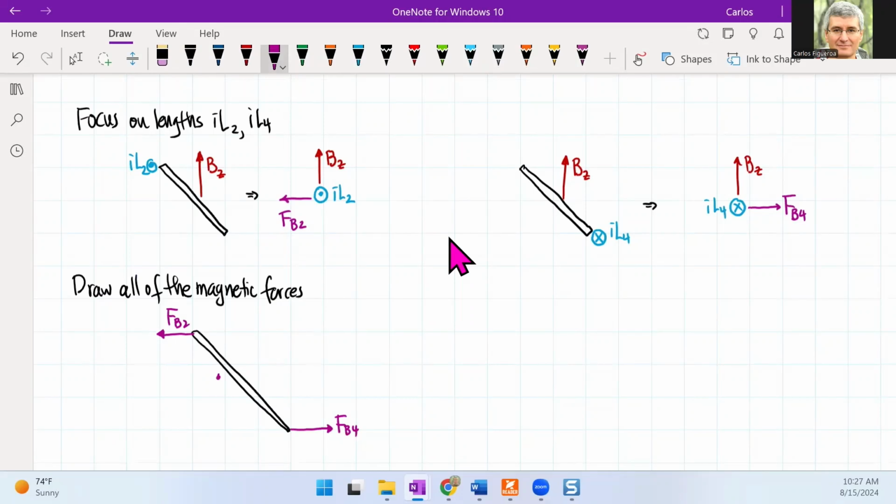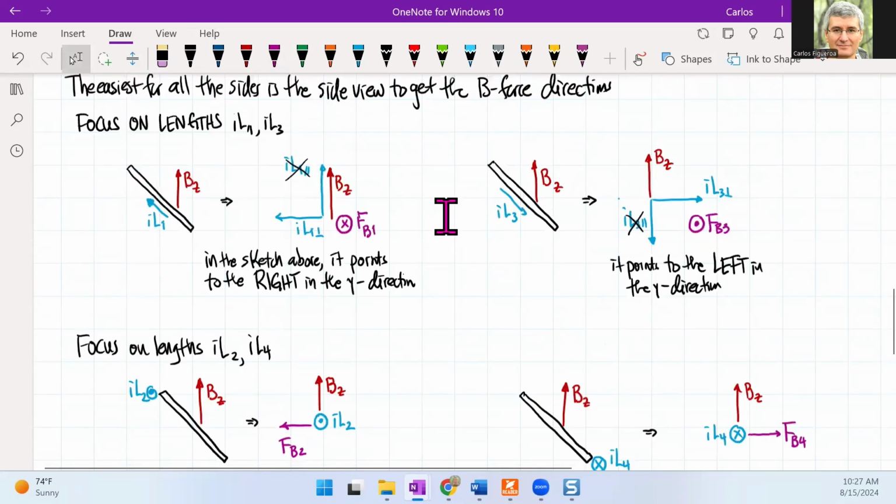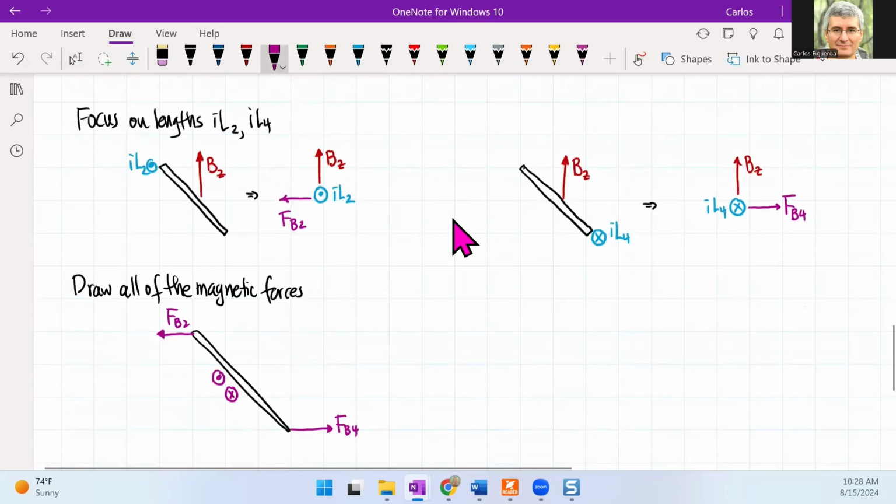Now I have two forces that are coming in and out. This one will be, how did I label them? This is B1 going in, and so therefore that must be B3 coming out. Those are the magnetic forces.